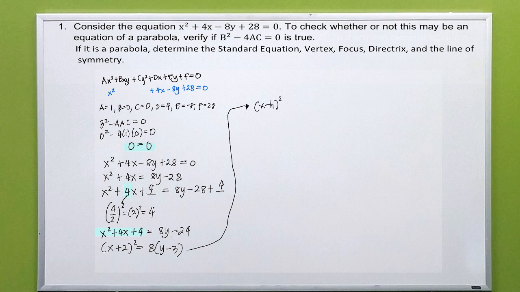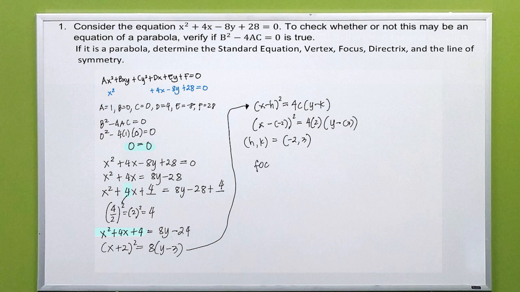Simplify further to make the equation look like the quantity x minus h squared equals 4c times the quantity y minus k. Note that 4 is constant. So we have the quantity of x minus negative 2 squared equals 4 times 2 times the quantity y minus 3. Thus, our h is negative 2 and our k is positive 3. So the vertex therefore is (negative 2, 3).